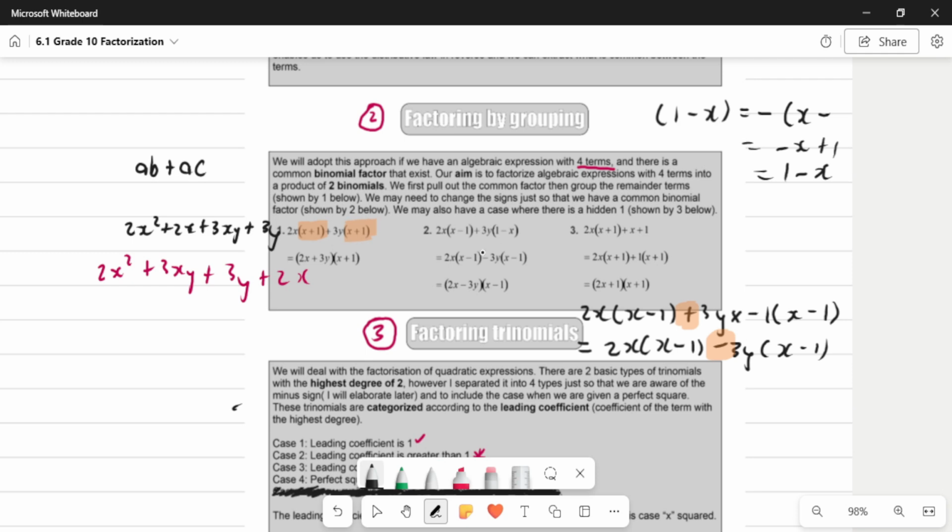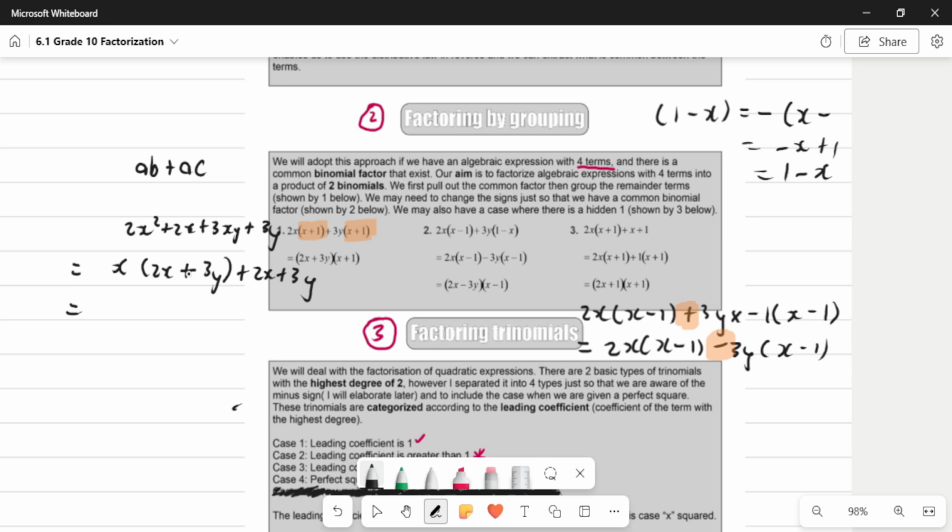Okay, after considering all of these three different types of questions that you could be given, it's very important to remember that you could take any two terms and you will eventually find a common binomial factor. So let's say we were given this and I take the first and the third term. Then the HCF between the first and the third term is x into 2x plus 3y, right? And then we're left with plus 2x plus 3y.